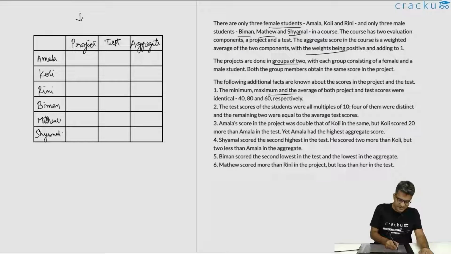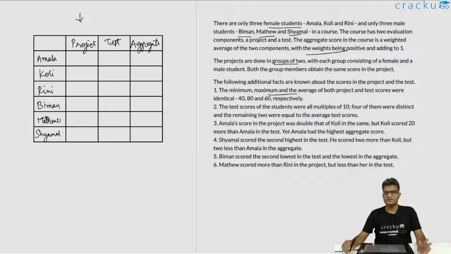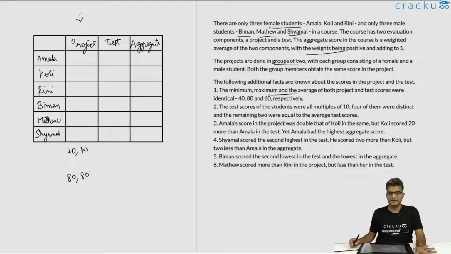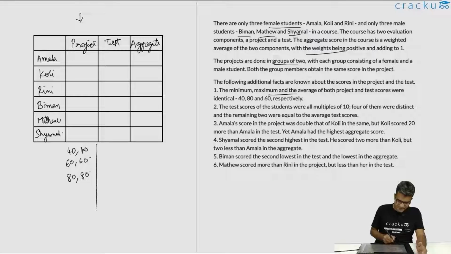In project, there are 3 groups and there are 3 marks, because both the students who are part of the group get the same marks. If you are told that the minimum is 40, it would mean that 2 people got 40, 1 man and 1 woman. The highest is 80, so 2 people got 80, 1 man and 1 woman, that project got 80. And the average is 60, which would essentially imply that the third team got 60 in the project.